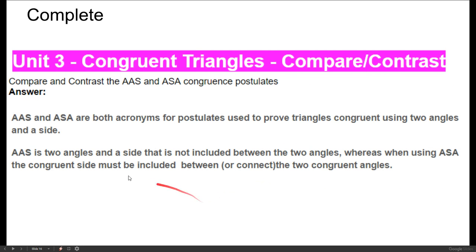Look at my complete answer. Angle-angle-side and angle-side-angle are both acronyms for postulates used to prove triangles congruent using two angles and a side. So I mentioned what those A's stand for, why there's two of them, and why there's one S on both of them. Angle-angle-side is two angles and a side not included between the two angles, whereas when using angle-side-angle, the congruent side must be included between or connect the two congruent angles. So it tells me the significance of the location of the S, not just that the S is in a different location.